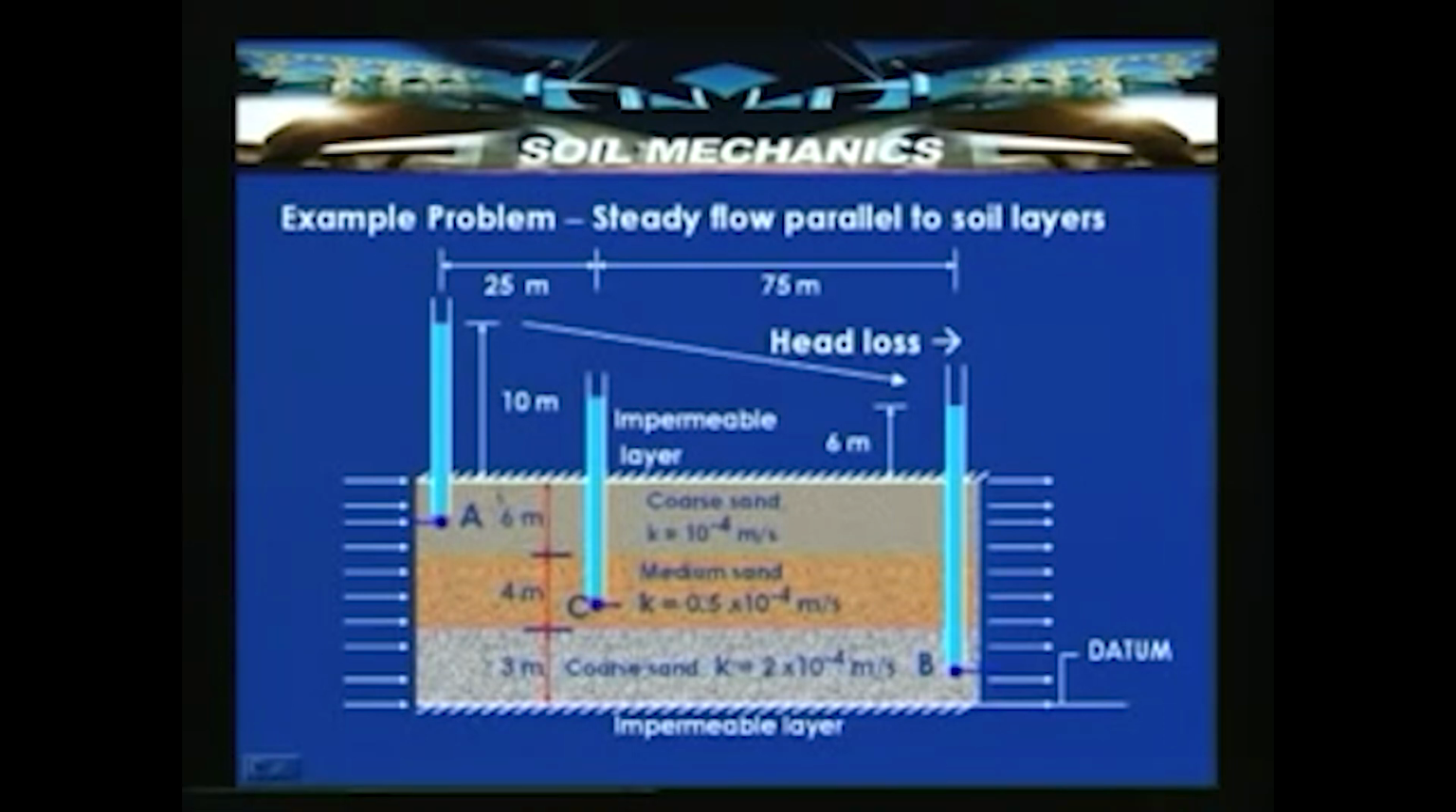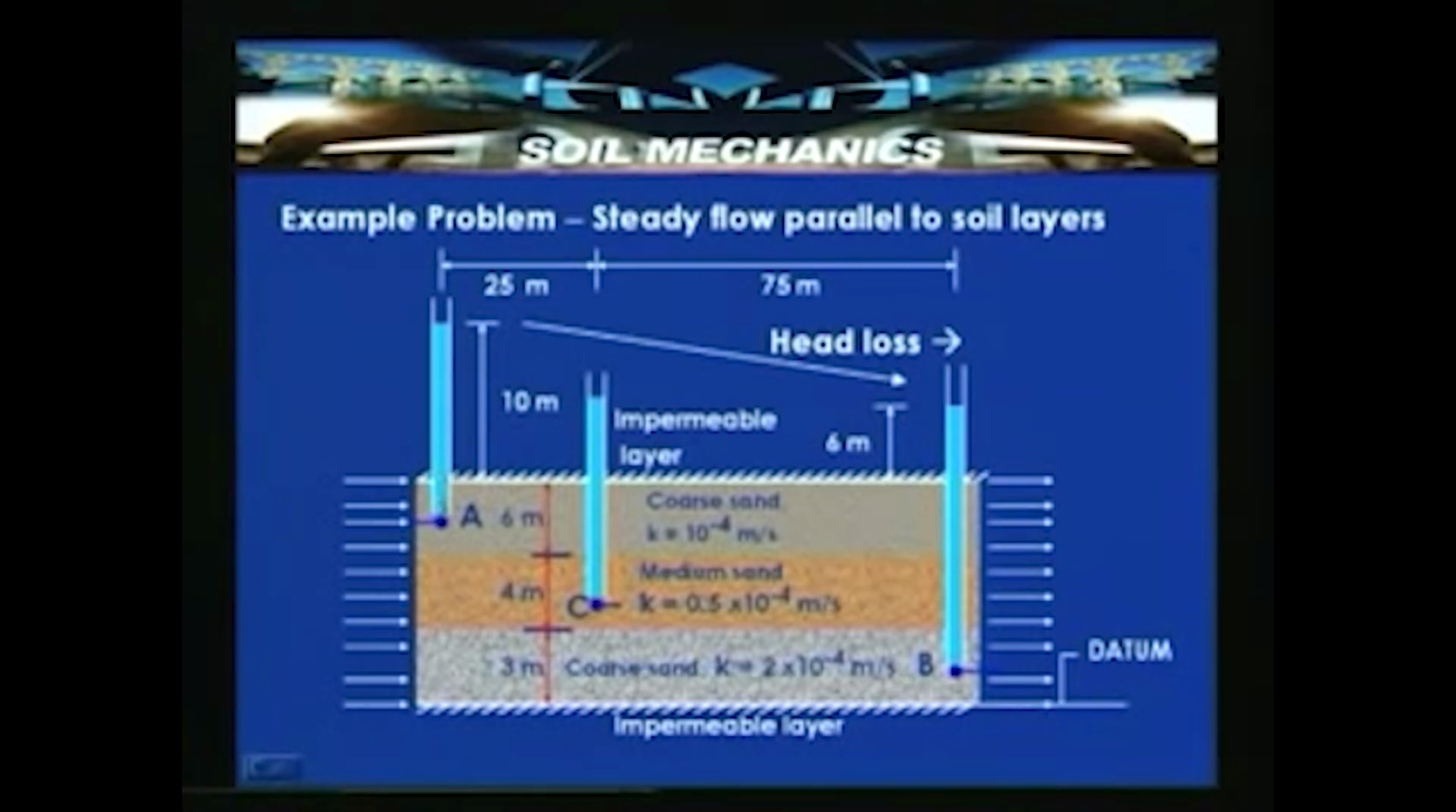Here you see there are three types of soil layers placed in between two impermeable layers, one impermeable layer at the top and one at the bottom. If these conditions are there, the flow occurs parallel to this stratification. So, here there are three types of sands. One is coarse sand, which has a permeability k of 10 to the power of minus 4 meter per second, the medium sand k is equal to 0.5 into 10 to the power of minus 4 meter per second, and a coarse sand k is equal to 2 into 10 to the power of minus 4 meter per second.